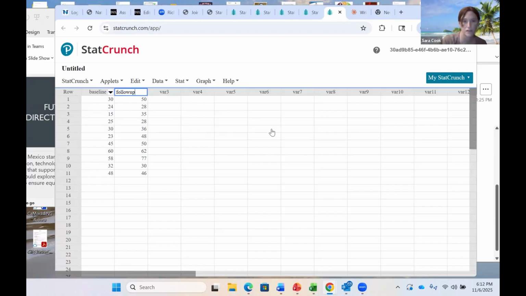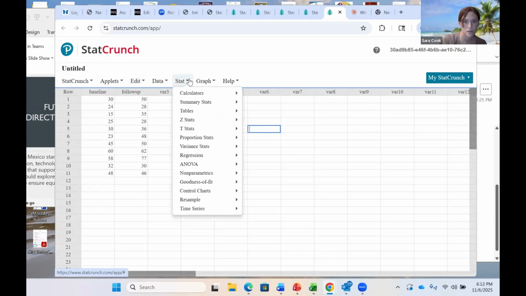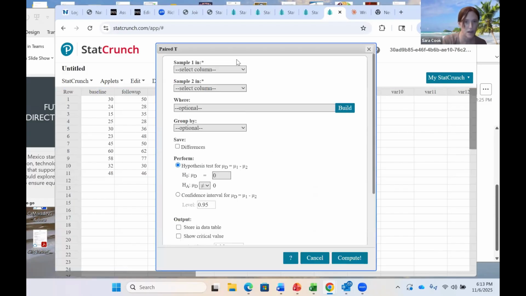So the difference here is when we run the statistics, we're still going to use t-stat. We're still doing two sample. Oh no, I'm sorry, we're doing paired. Some stats programs, you just check a box within the two sample and say that it's paired as opposed to independent. They actually have a separate paired option. Sample one, we're going to say baseline, and follow-up.